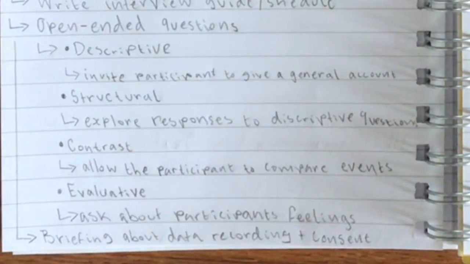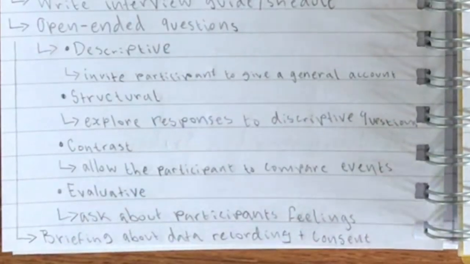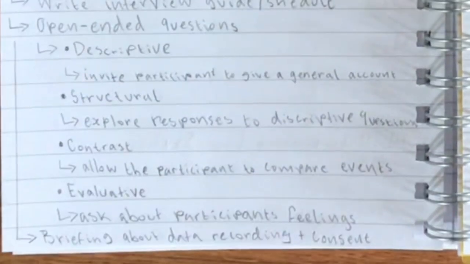Then there are contrast questions, which allow the participant to compare events. So this could be, do you prefer summer or winter? Stuff like that. And the last type of question is an evaluative question, which is you ask about the participant's feelings. So instead of just asking, it's more in the sense of do you like this? Does this make you sad? So on, so forth. Now the last thing you have to do before an interview starts is you have to do a briefing about how data recording will be happening, and also get consent from your participant.